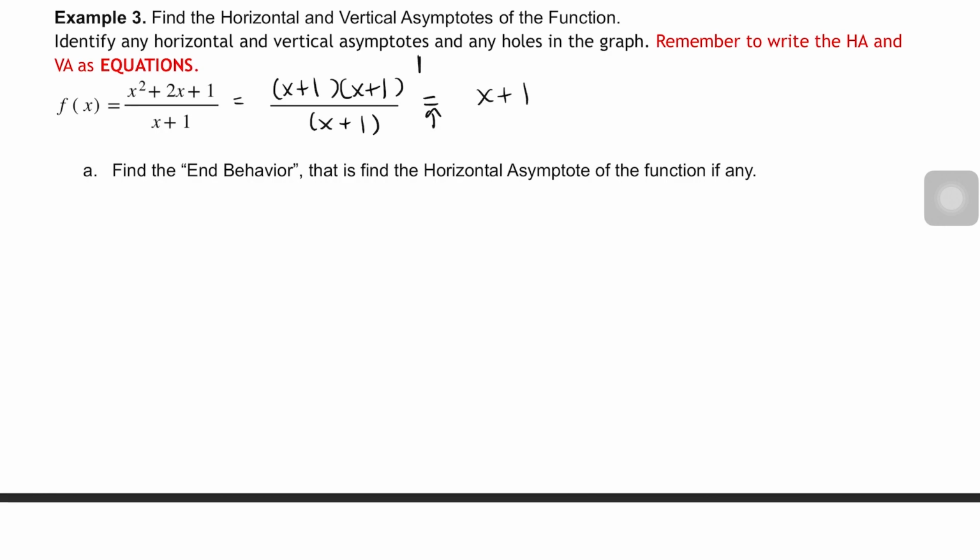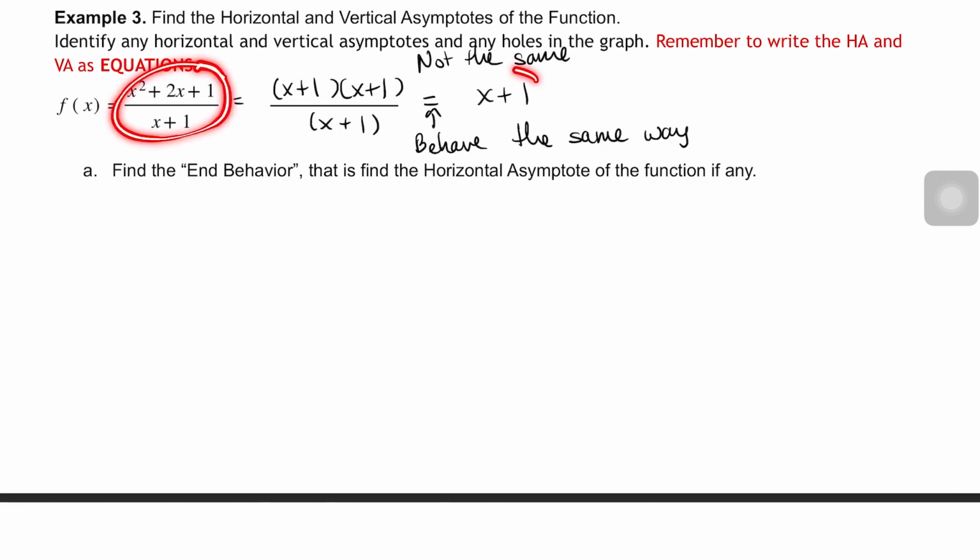Now, these two are not technically the same, but they behave the same way. What I'm saying is that this function is not the same function as this, but they look almost the same. The only difference is that this one has a hole and this one does not, so when we draw this picture, we have to make sure that we draw it with the hole.